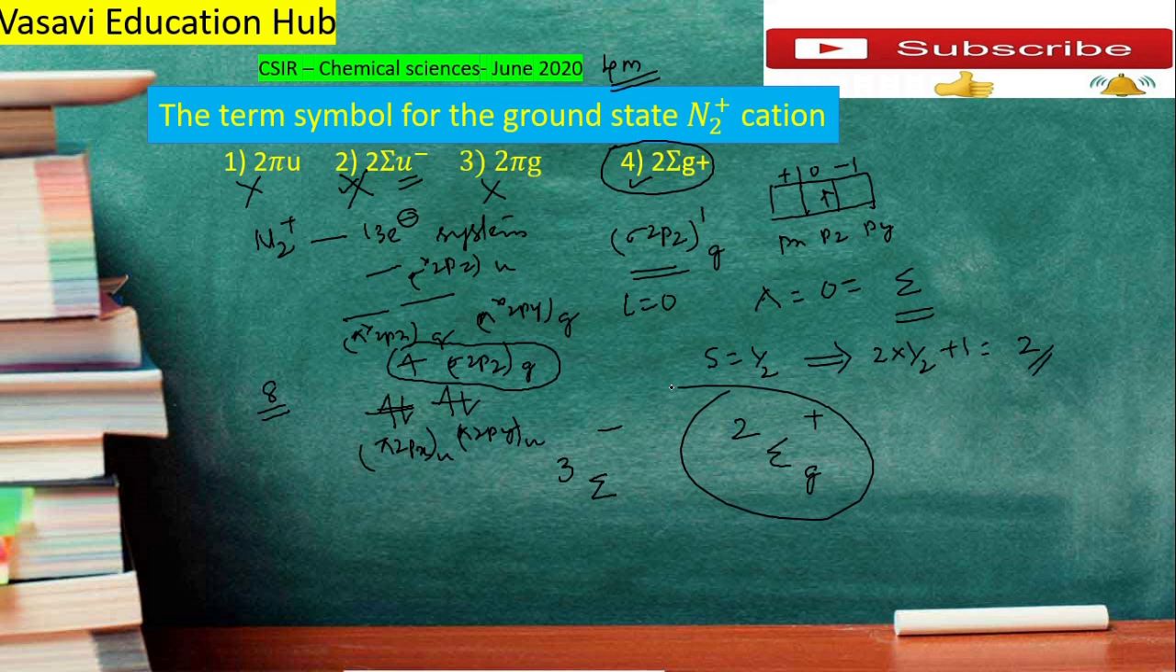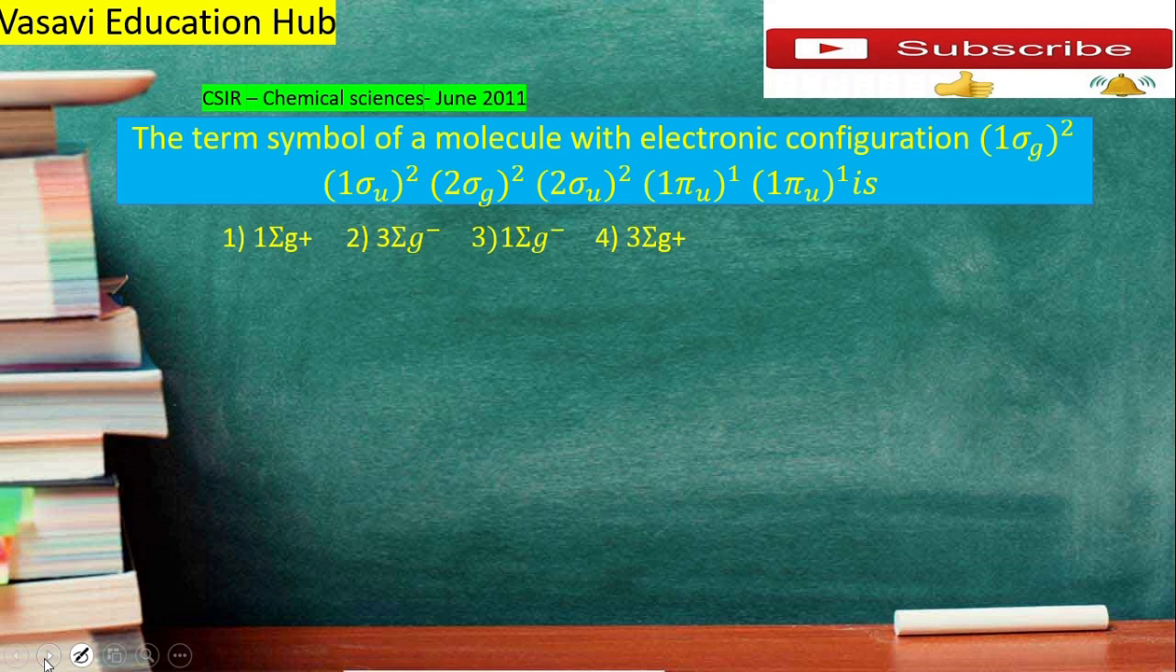This question was asked for 4 marks in CSIR. Okay, clear, students, right? So next we will move to another example. Here you can see this question was asked in June 2011 for CSIR Chemical Sciences. Here, students, this is also very, very simple. This is a 10 electron system. So simply it is a B2 molecule.